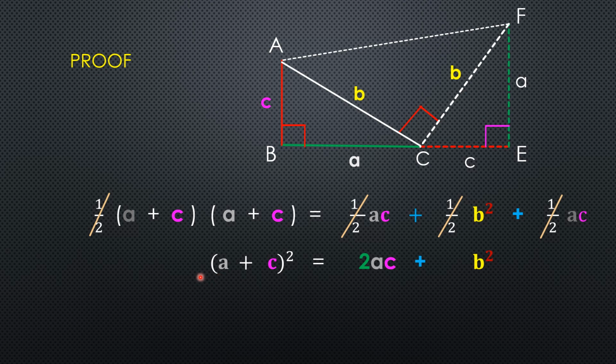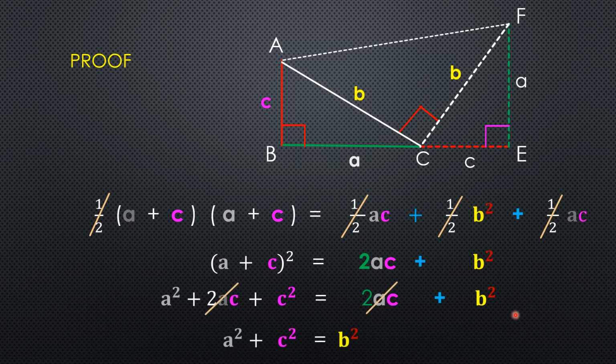Friends, can we not expand this? This is of the form A plus C the whole square, which is equal to A square plus 2AC plus C square, which is equal to the right hand side as it is. Can you not cancel this plus 2AC and plus 2AC on either sides of the equation, so that we are going to get whatever we wanted to prove, which is A square plus C square is equal to B square. This is what we wanted to prove. Hence it is proved. Hence it is established.